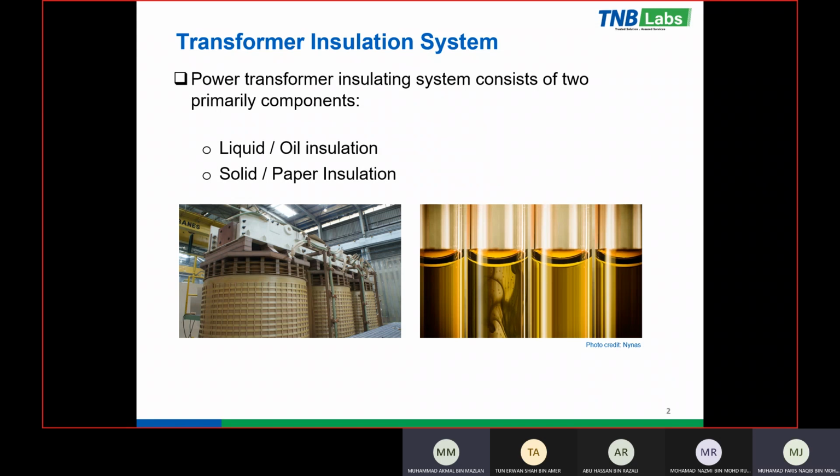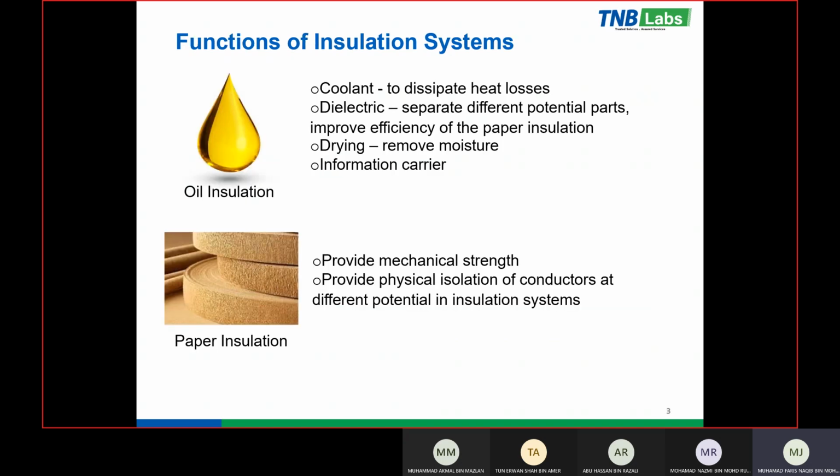Okay, for the previous talk, I have learned that the transformer has an insulation system. Insulation system is in a power transformer. The insulation system consists of two primary components, which are liquid or oil insulation and solid or paper insulation. Okay, the oil insulation has 4 categories, which are coolant, dielectric, dyeing, and information carrier.